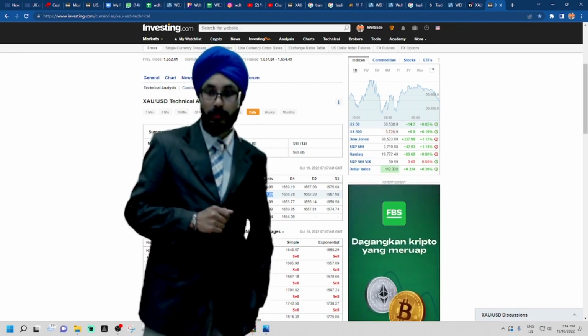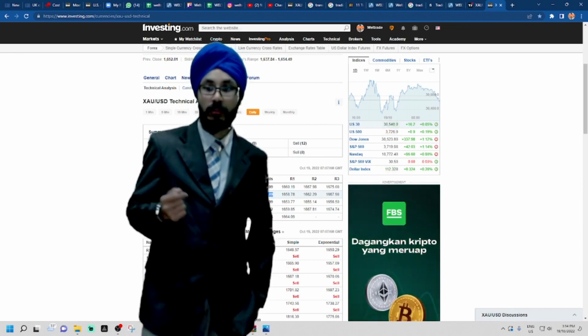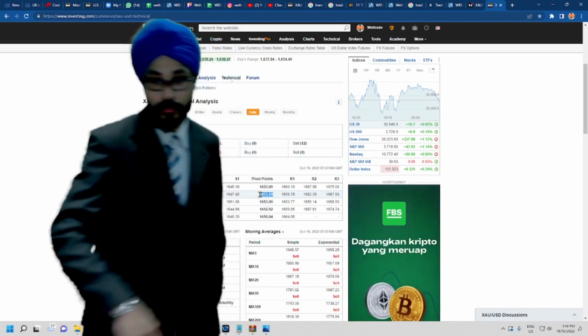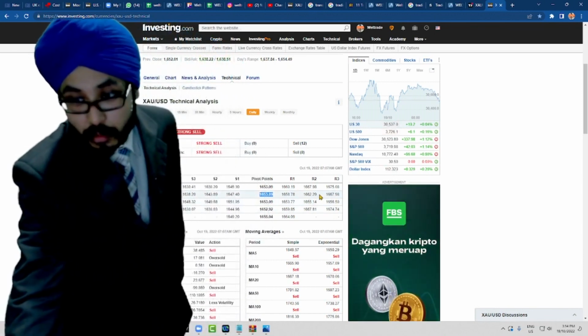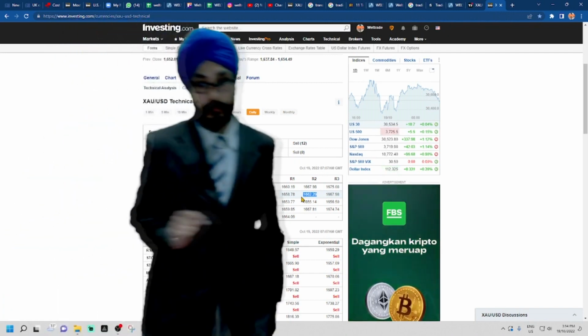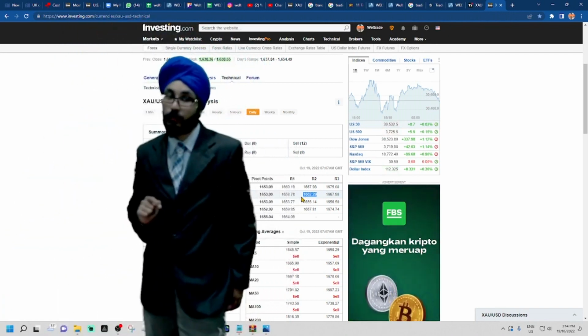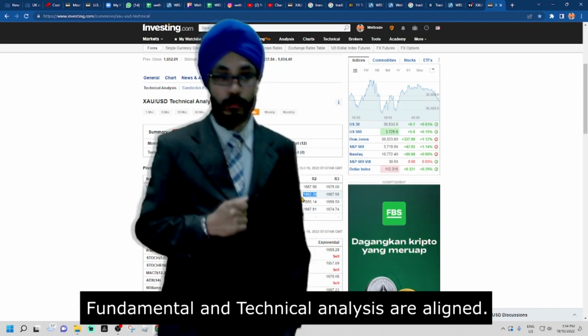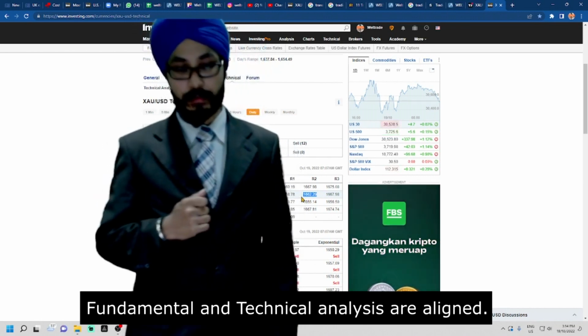And for your stop loss, you are able to put it at the other resistance point, which will be the R2, at 1662.29. So this is how you basically go for your trade.